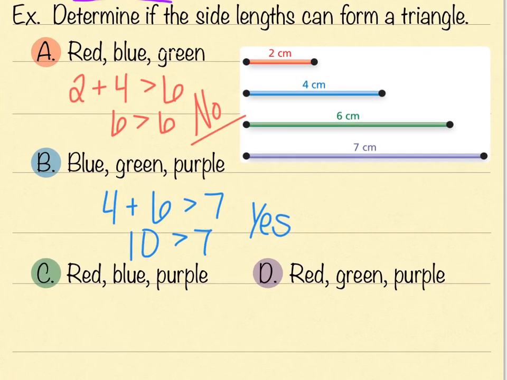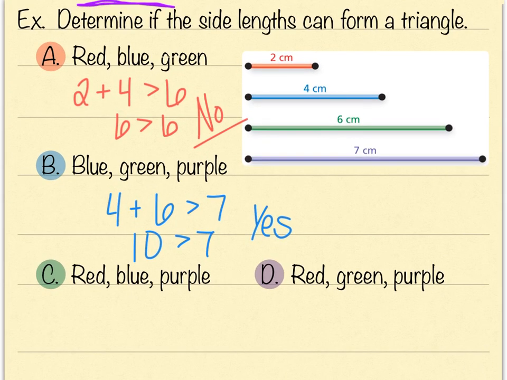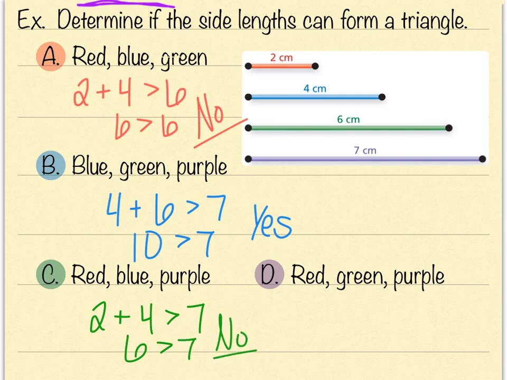For example C, red, blue, and purple. So the red line is 2, the blue line is 4, the purple line is 7. So do the two short sides add up to be larger than the third side? Well, we know 2 plus 4 is 6. 6 is not larger than 7, so the answer here is again no. And then for the last one here, the red line, the green line, and the purple line. The two short sides have to add up to be larger than the long side. 8 is greater than 7, so this would form a triangle.